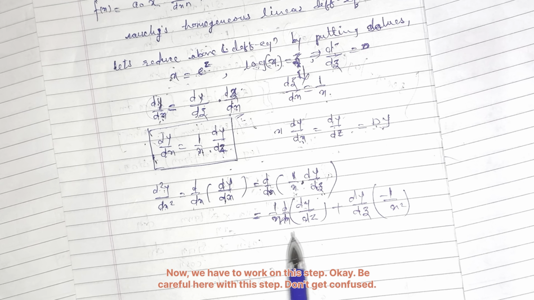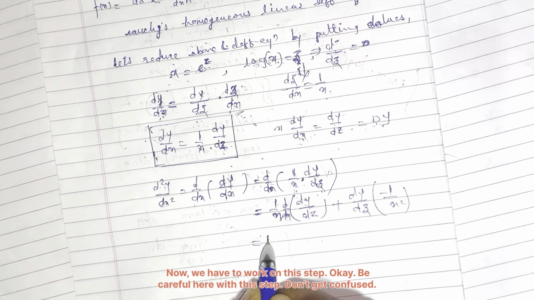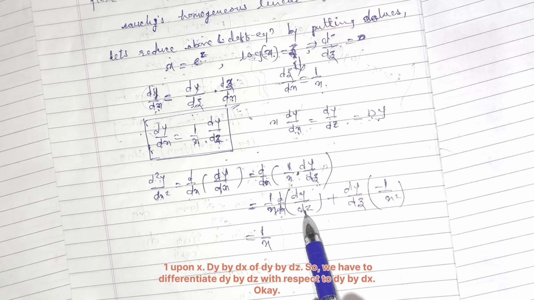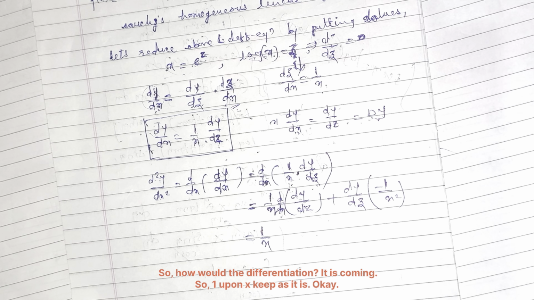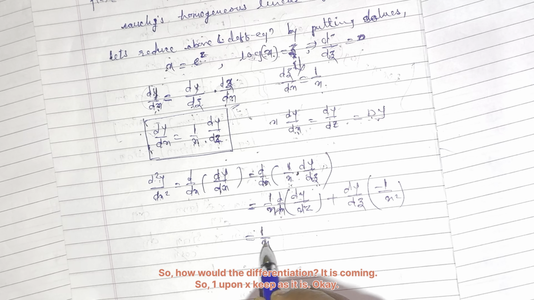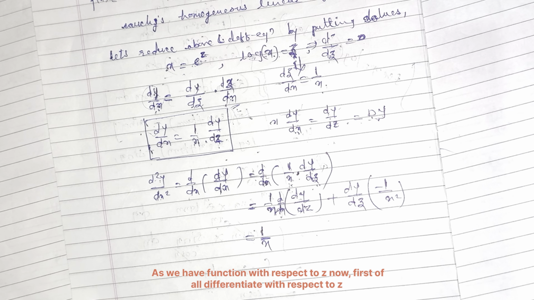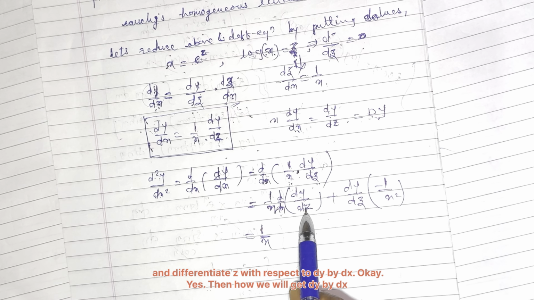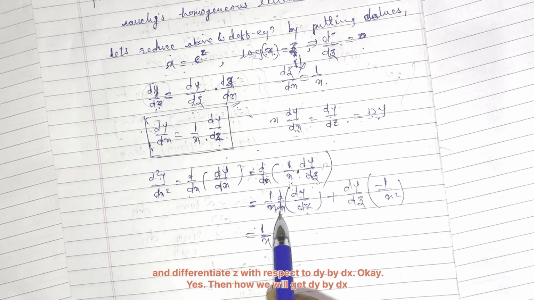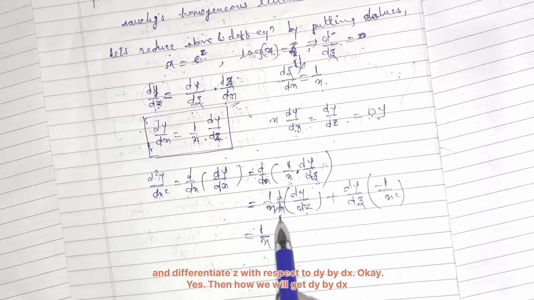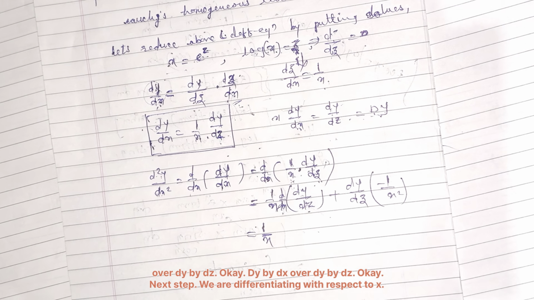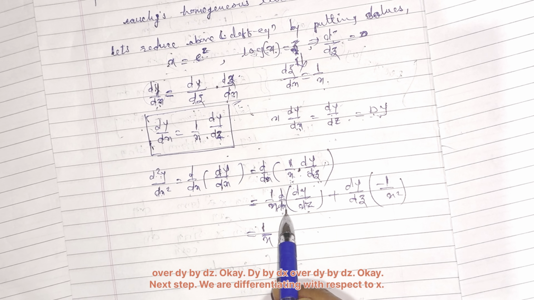Now we have to work on this step. Be careful here with this step, don't get confused: 1 upon x d by dx of dy by dz. So we have to differentiate dy by dz with respect to x. How does the differentiation come? 1 upon x keep as it is. As we have a function of z now, first of all differentiate with respect to z and then differentiate z with respect to x. Then we get d by dx of dy by dz. Next, we are differentiating with respect to x.